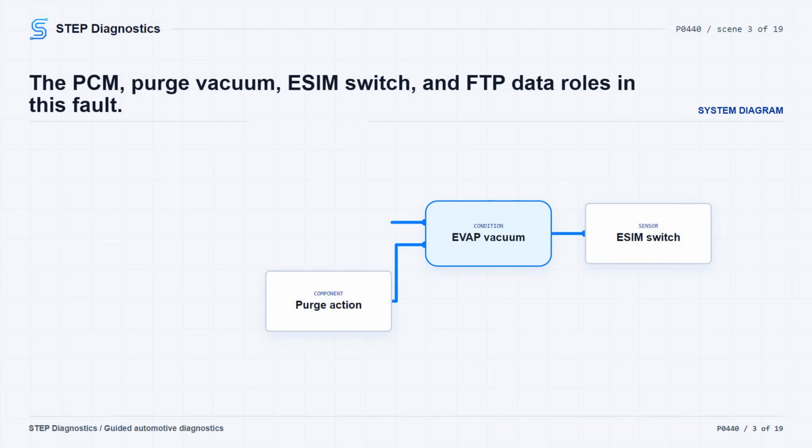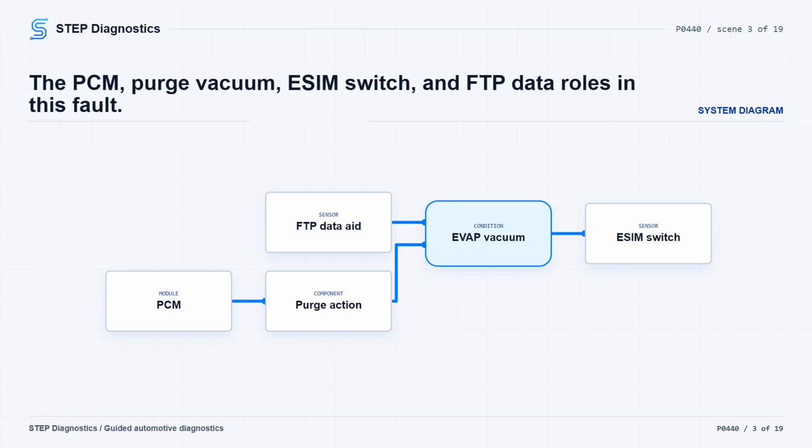For P0440, the PCM is looking for the EVAP system to create vacuum during purge and for the ESIM switch to respond. If the switch does not close during purging, or vacuum cannot be created below -250 Pa within the calibrated time, that is treated as a general EVAP system failure. The ESIM relief valves regulate system pressure between approximately 1 H2O and -2 H2O, or 250 Pa and -500 Pa. When system vacuum reaches between -187 Pa and -250 Pa, it acts on the diaphragm and closes the vacuum switch.